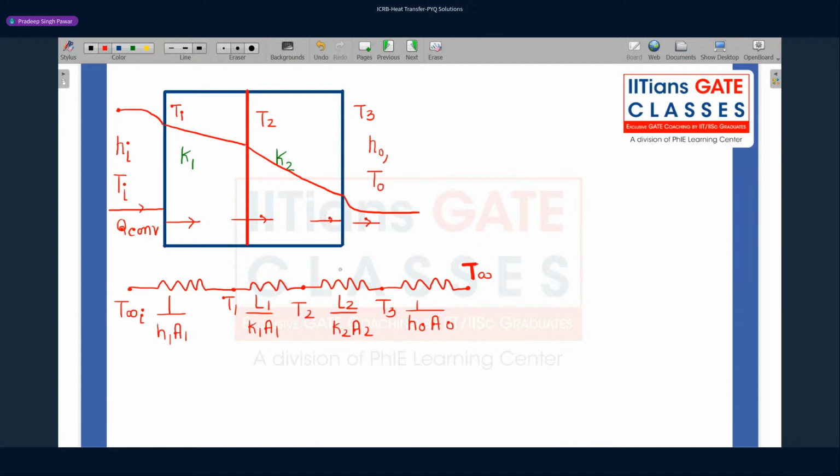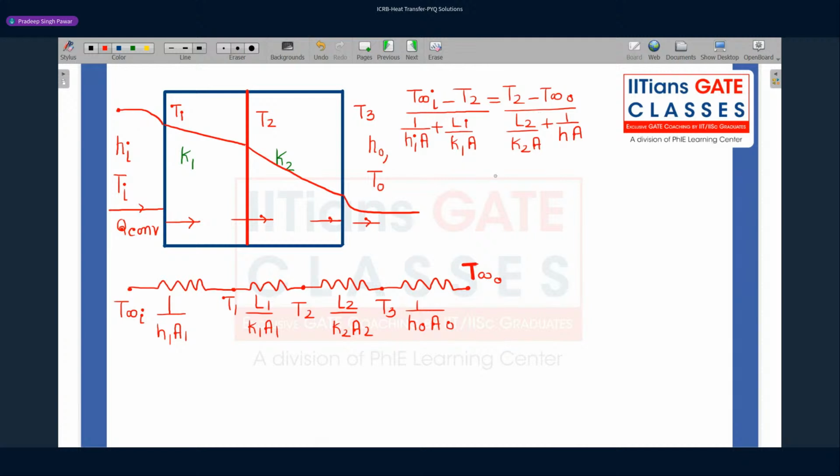Okay. So I can write the energy balance from here to here. So how do I write the energy balance? Look at this equation. T infinity i minus T2 divided by the resistance. So resistance is what? 1 over Hi, areas are same everywhere, plus L1 by K1A, equal to T2 minus, let us say this is outer, T infinity naught upon L2 by K2A plus 1 over H naught A. So areas are going to get cancelled.